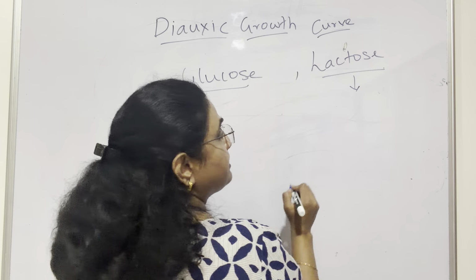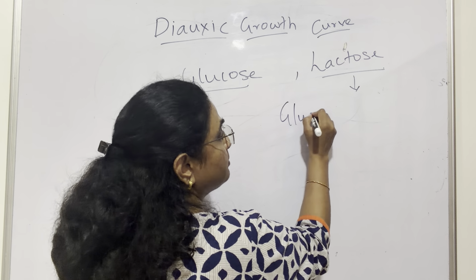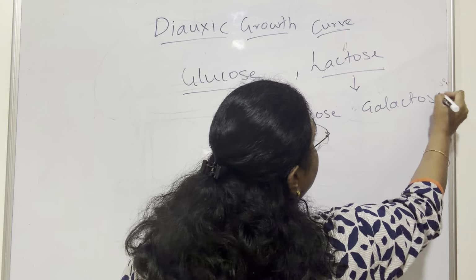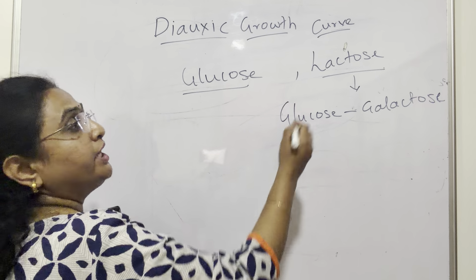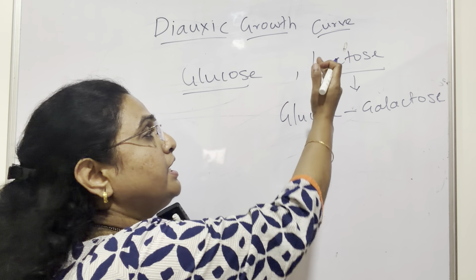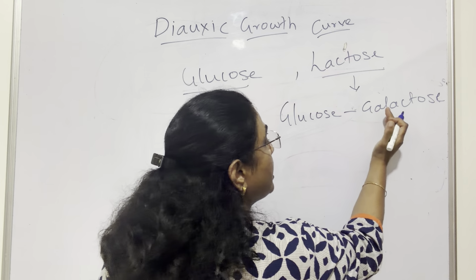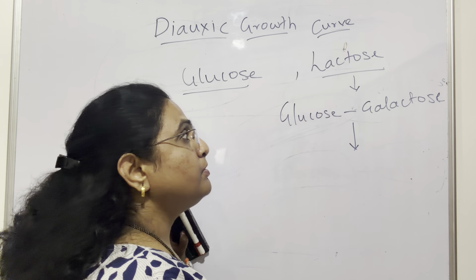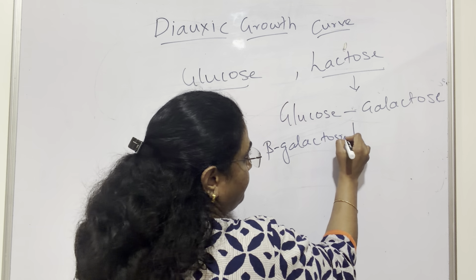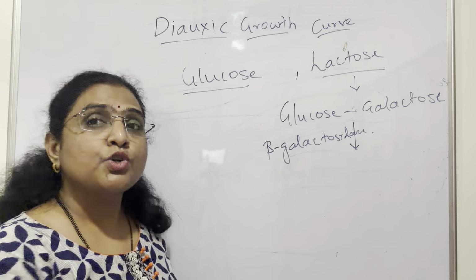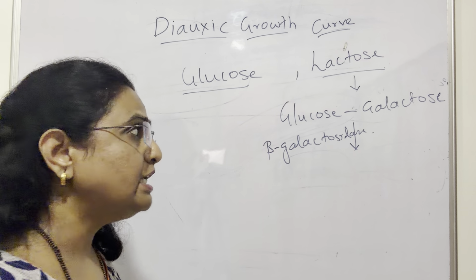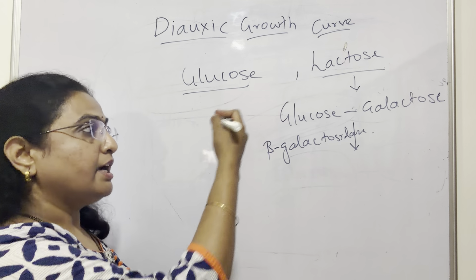This lactose, which is a disaccharide, is made up of glucose and galactose. Okay, so it is made up of whom? It is made up of glucose and galactose. The bond is a glycosidic bond. So when lactose has to be utilized by the bacterial cell, it has to break down the bond between glucose and galactose, and the enzyme responsible for breaking down this bond is called beta galactosidase. Means for the utilization of lactose, the bacterial cell has to spend energy for the synthesis of the enzyme, and that enzyme is called beta galactosidase.